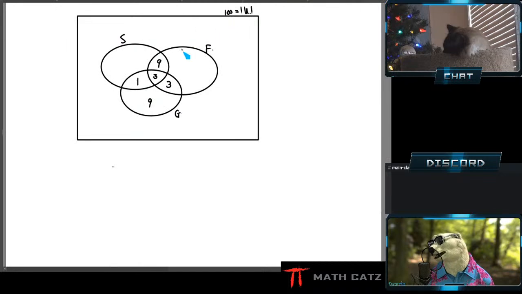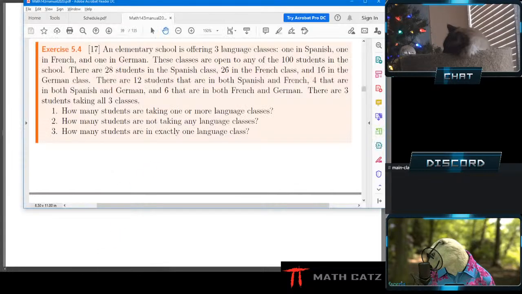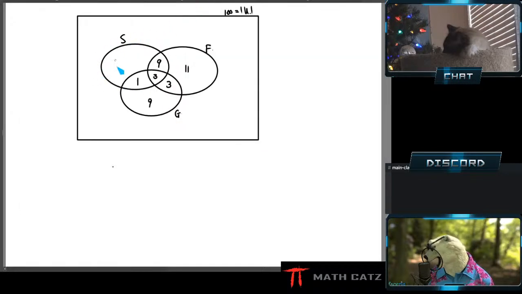26 in the French class, 26 in total in this circle. I already have 15, so it looks like 11. And then 28 Spanish class, 28 I said. I already have 13, so that looks like a 15. There is another region. The outside is also a region, and it might be necessary, it might not be, but if I could figure out every single region in my Venn diagram, there is literally nothing they could ask that is going to be. I might as well do that now.